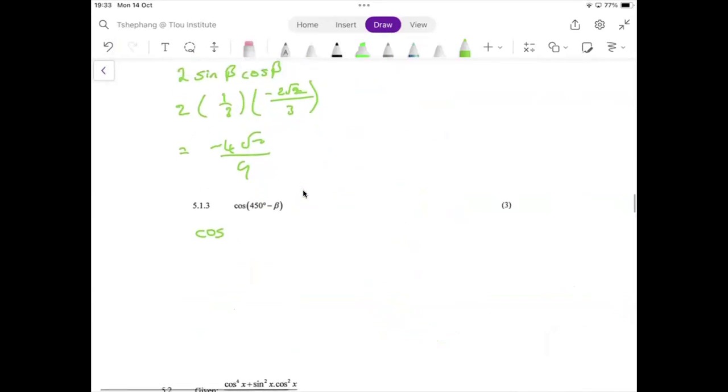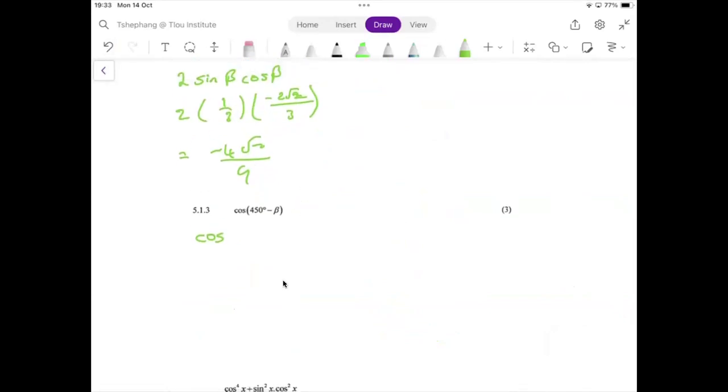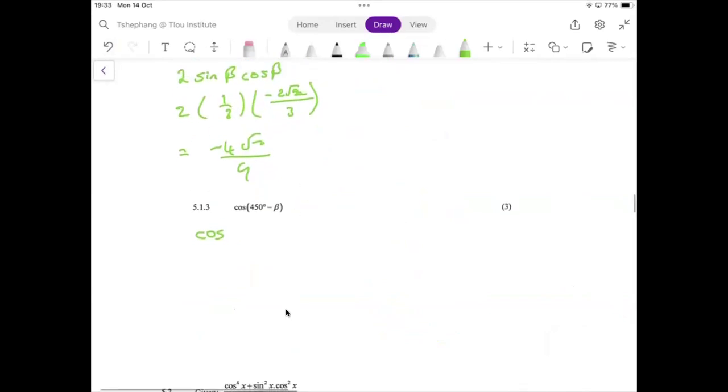Hope that is clear. Now, 450 minus 360 will give you 90, then minus beta. So we just said 450 minus 360, because whenever we have something bigger than 360, we subtract 360 from it.